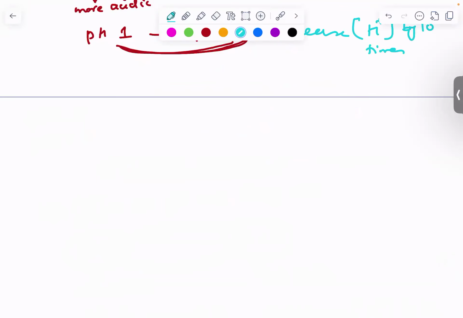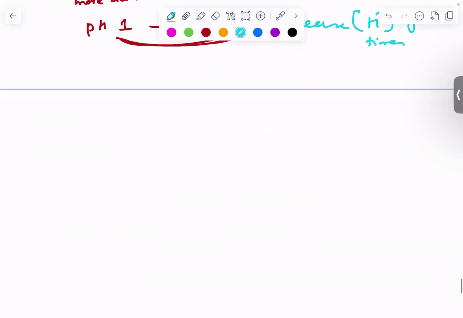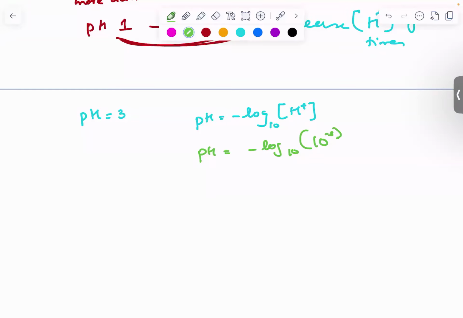Now they have given a question. They have given that if the pH of a solution is changed from 3 to 5, how does the hydrogen ion concentration change? So that means pH is 3. pH is equal to minus log of the concentration of hydrogen ions to the power 10. You know that pH is the inverse of hydrogen ions. So pH is equal to minus log to the base 10, and the hydrogen ion concentration would be 10 raised to the power minus 3. Is it clear?